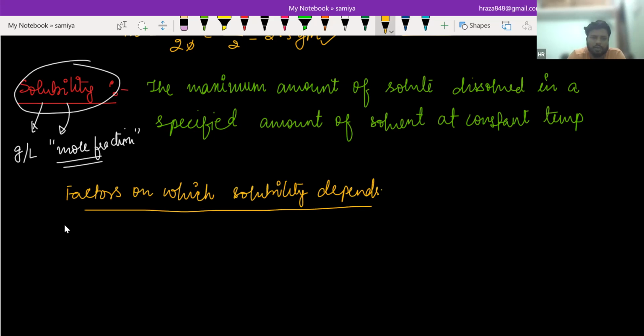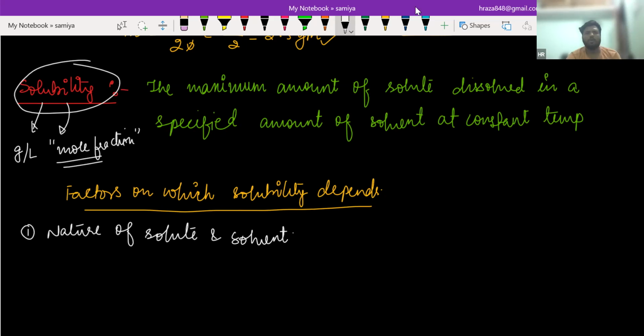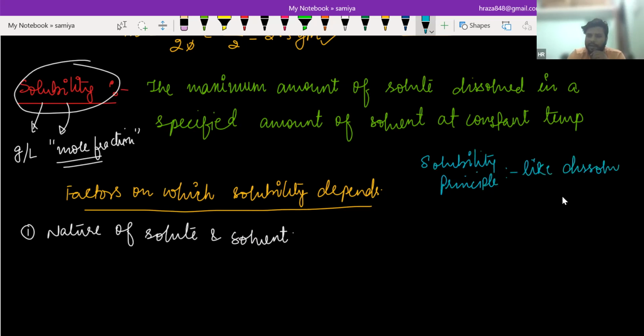So there are three factors on which solubility depends. The first is the nature of solute and solvent. How does it depend on the nature of solute and solvent? Always remember the solubility principle. What does it say? It says like dissolves like.